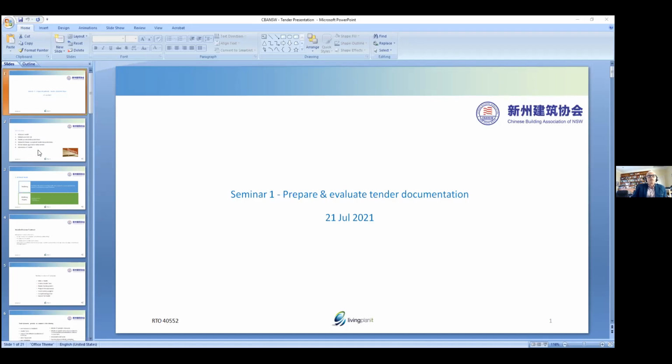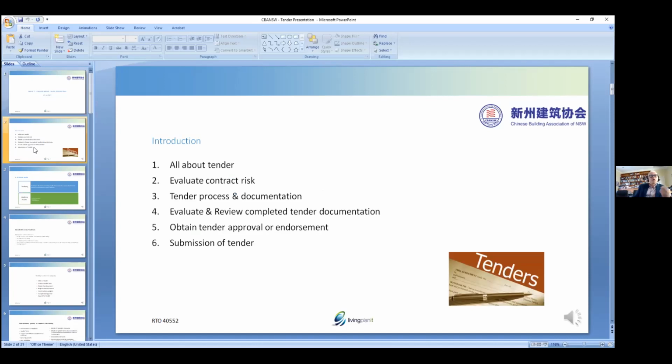I'll give you a brief overview, because within the limited time we have, it is a brief overview. We will follow the following process. 1, what is a tender? And 2, evaluate the contract risk. 3, tender process and documentation. 4, evaluate and review completed tender documentation. 5, obtain tender approval or endorsement. And 6, submission of tender.